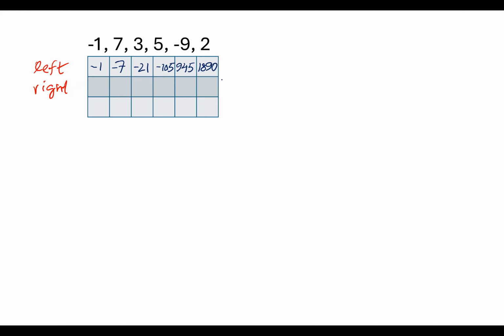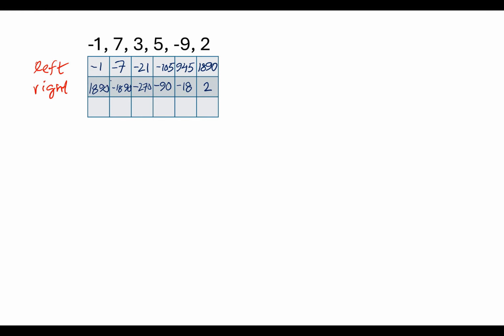Now let's do the same thing from the right. If we just take this, the multiplied value is 2. 2 and -9 is -18, and then -90, -270. And this is -1890. Sorry, yeah, this is -1890, and finally 1890. So this is from the right.